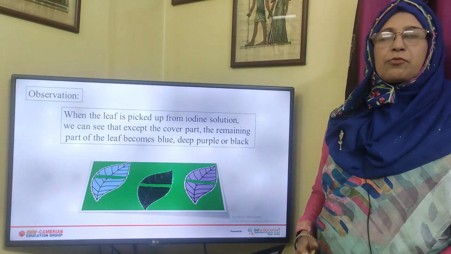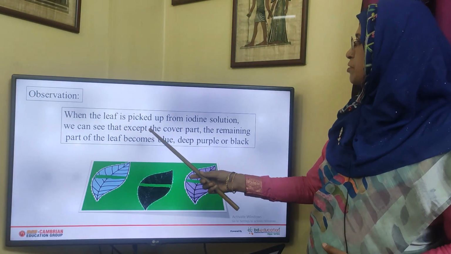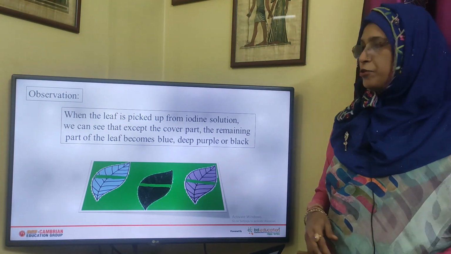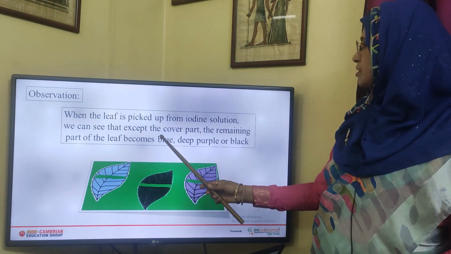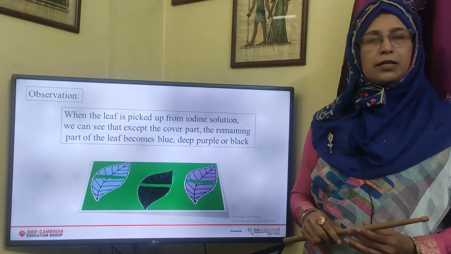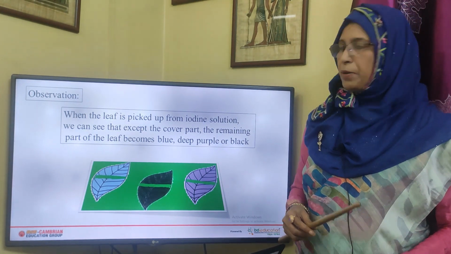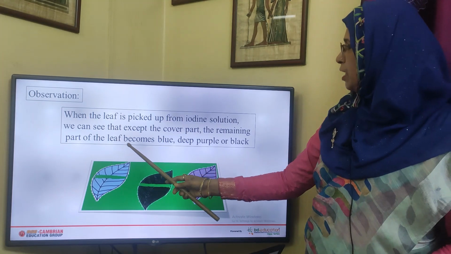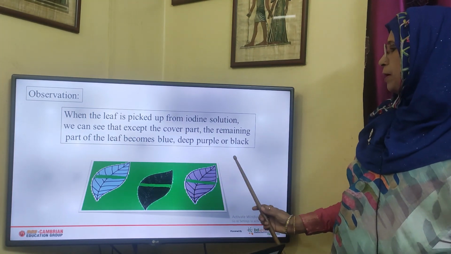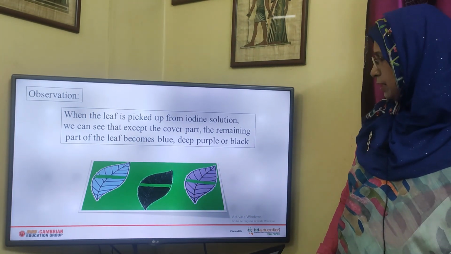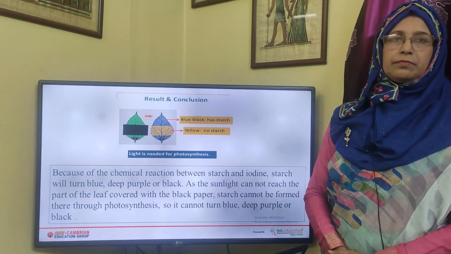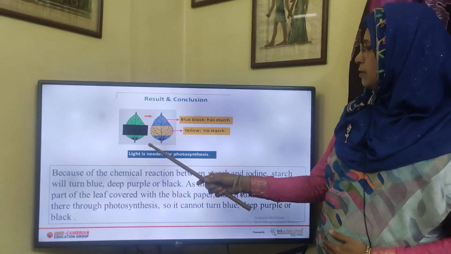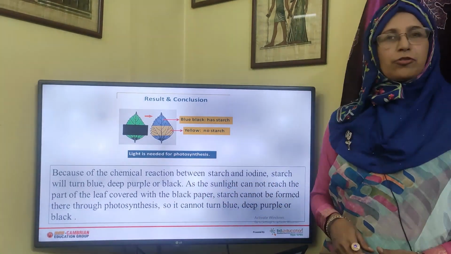What is the observation? When the leaf is picked from the iodine solution, we can see that except the covered part, that means the part of the leaf covered by the black paper, the remaining part of the leaf becomes blue, deep purple or black in color. See. So what is the result? That light is needed for photosynthesis.